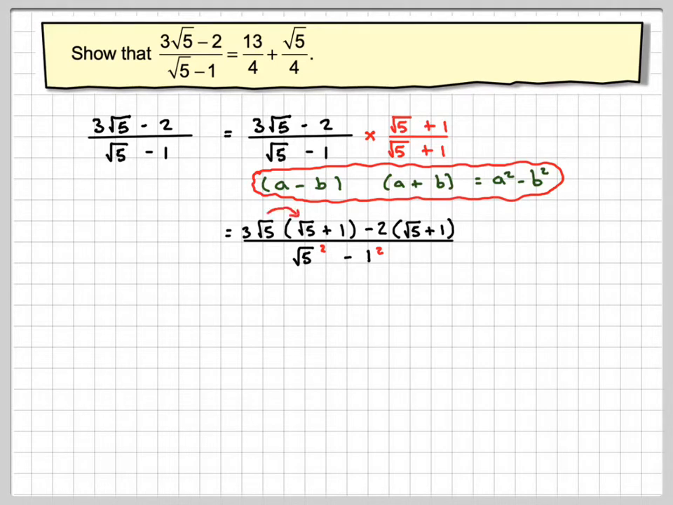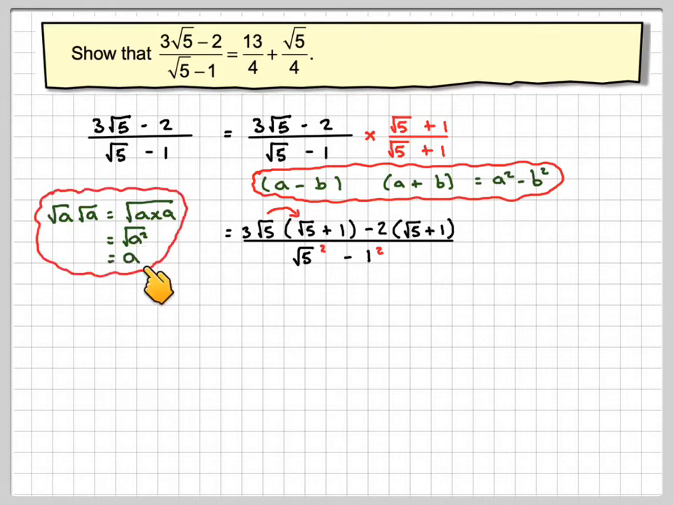Okay, multiplying out, now need to remember that root a times root a, i.e. root 5 times root 5, is the same as root a squared. Now if you square something and take the square root, you get back to the same thing. So here we're just going to get 3 times 5, and then we're going to get 3 root 5 times 1, which gives me 3 root 5, minus 2 times root 5, which gives me minus 2 root 5, and then minus 2 times plus 1 gives me minus 2.